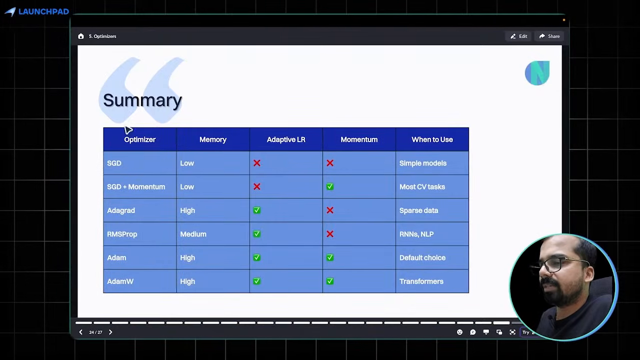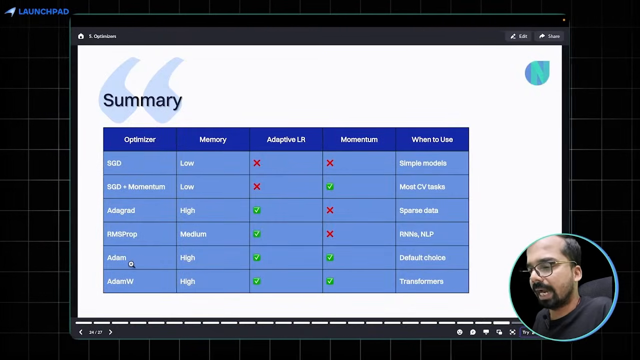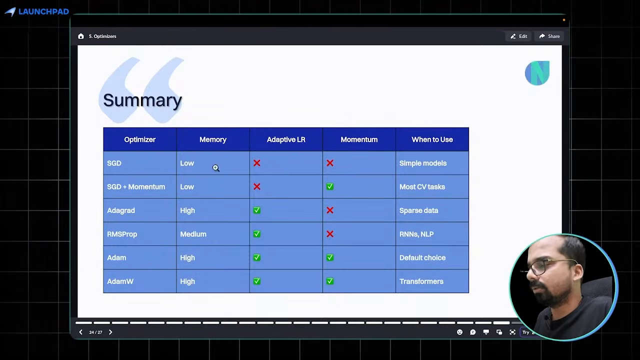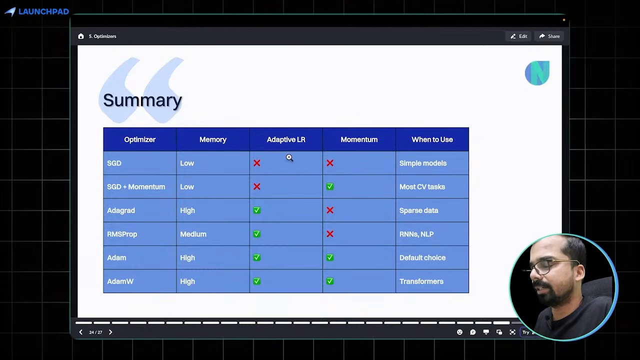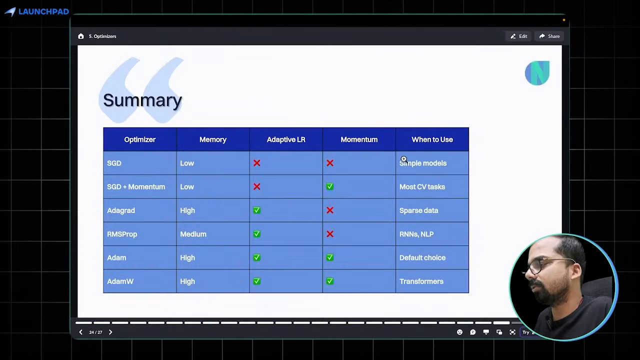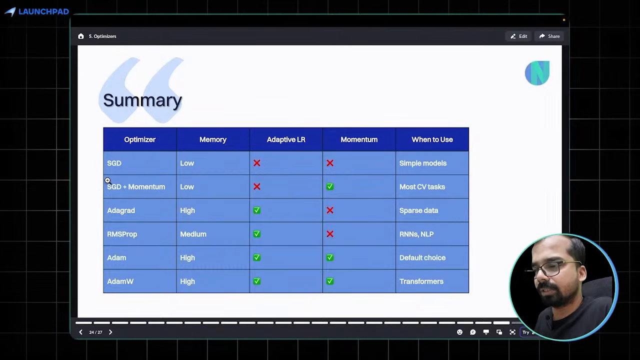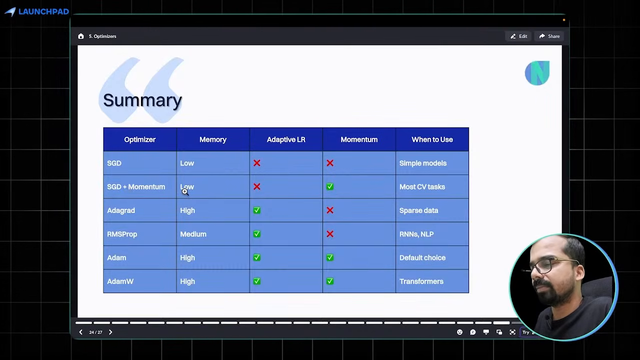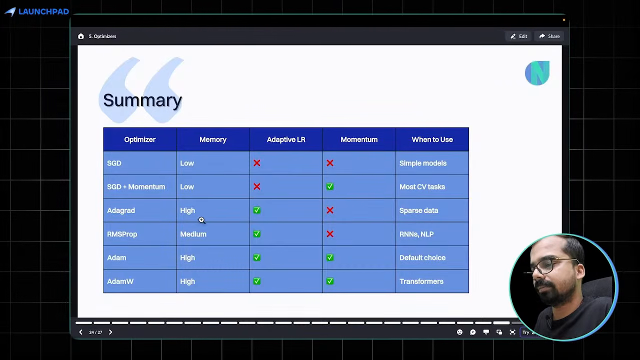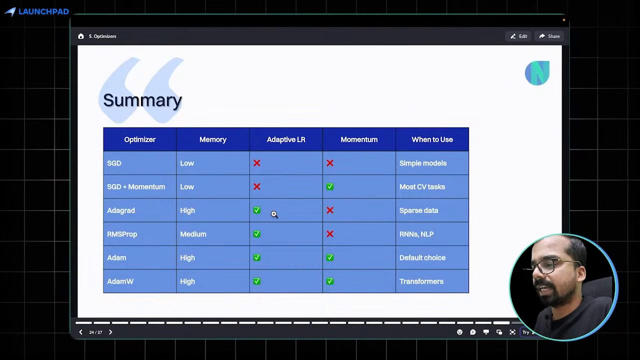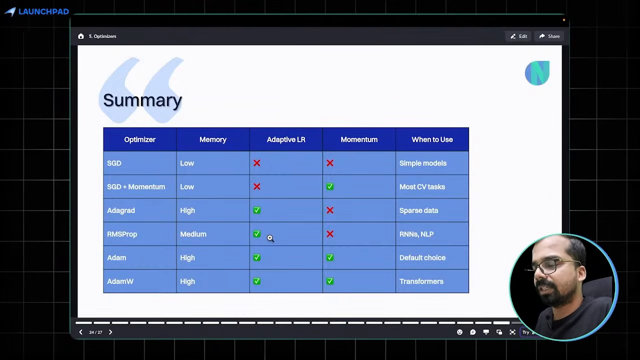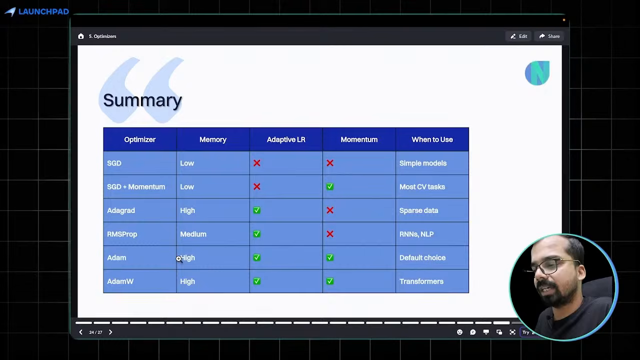So let's talk about the optimizer summary. Obviously ADAM and ADAM W are the best. SGD: the memory requirement is low. It is not an adaptive learning rate, standard stochastic gradient descent. It does not support momentum either. If you have very simple models, you can use it. SGD with momentum: memory requirement is low. Adaptive learning rate, no, but it has momentum. AdaGrad: high memory. Adaptive learning rate, no momentum. RMS prop: medium memory. Adaptive learning rate, yes, no momentum. ADAM: obviously high memory.